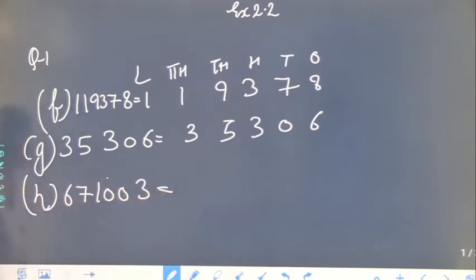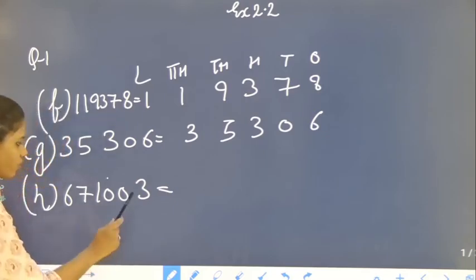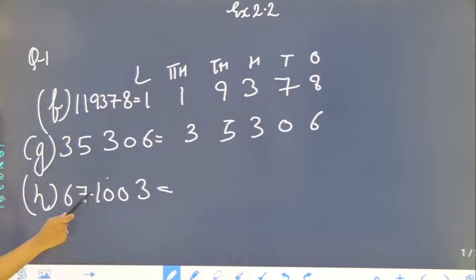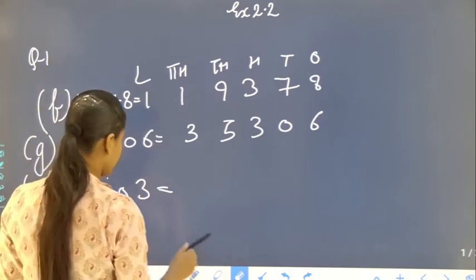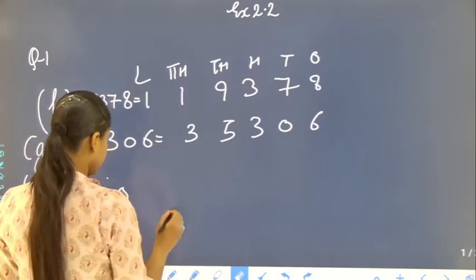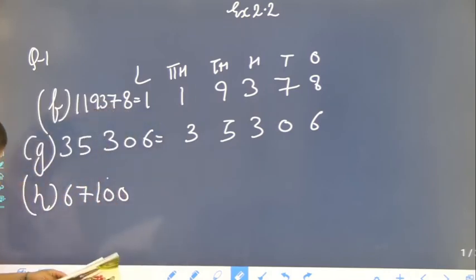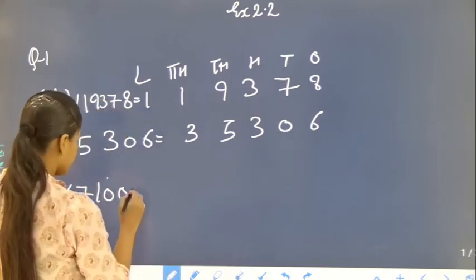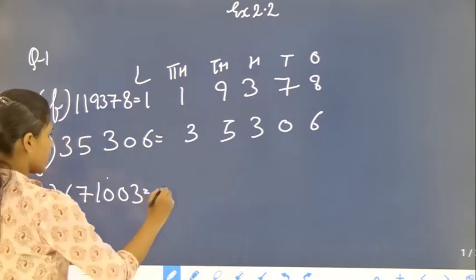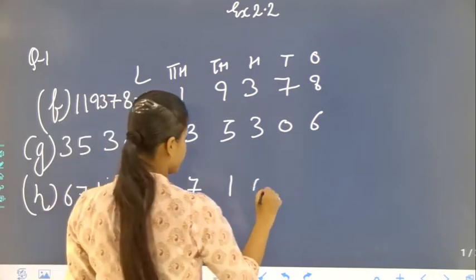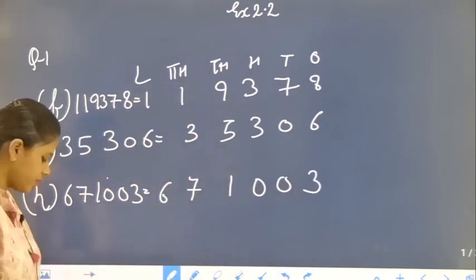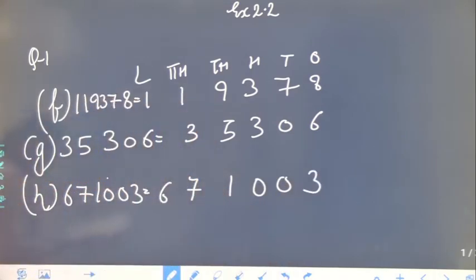671,003. Again we will start from the right hand side. Ones, tens, hundreds, thousands, ten thousands and lakh. That is 6,71,003. Where do we start from? From the left side. That is 6,71,003.